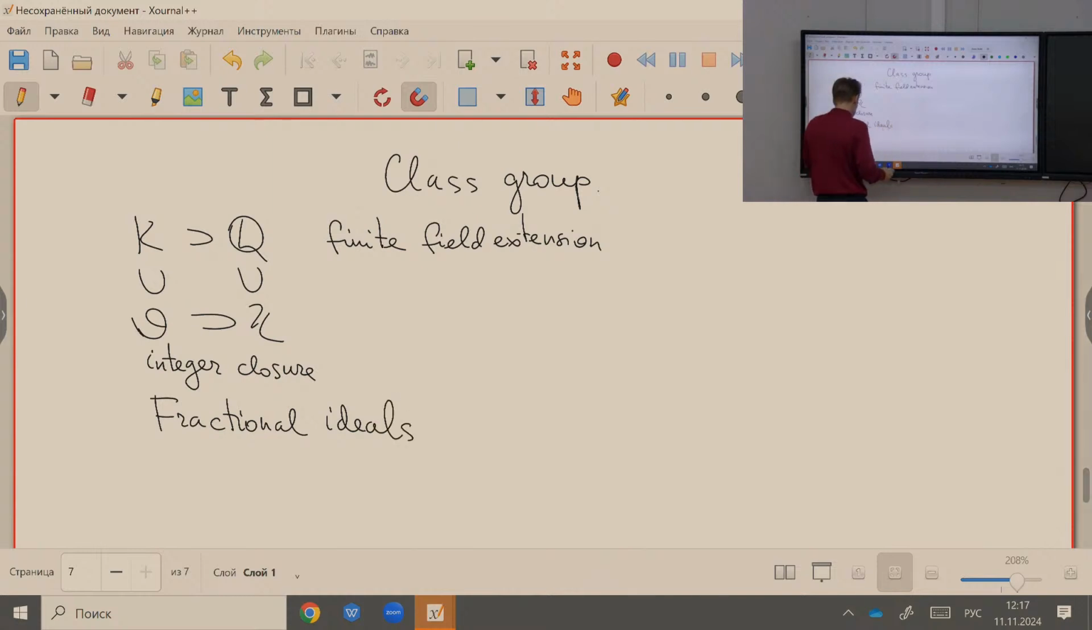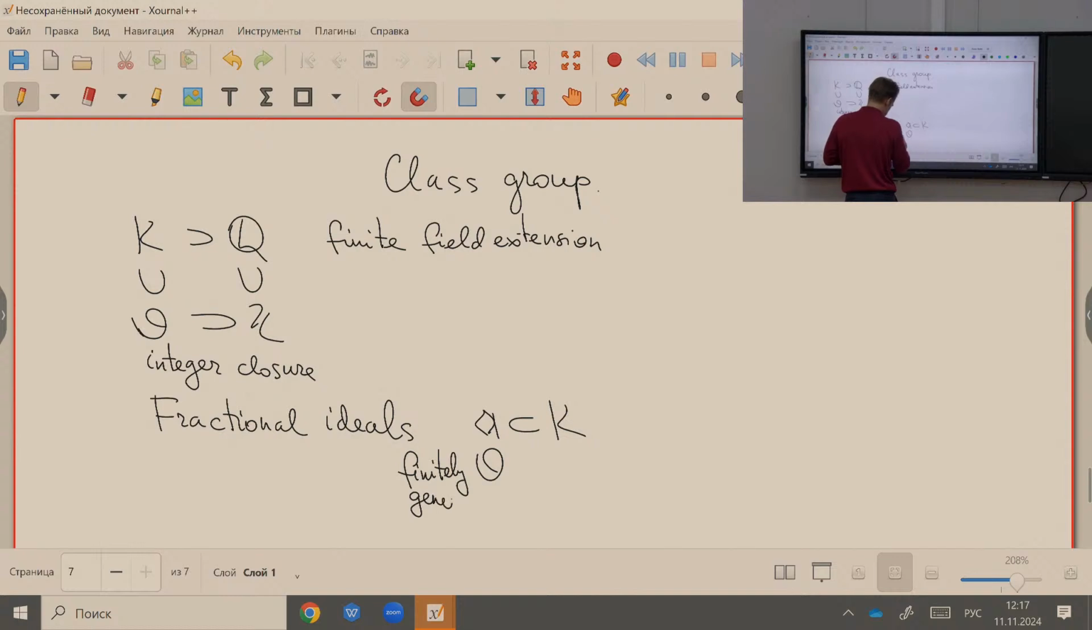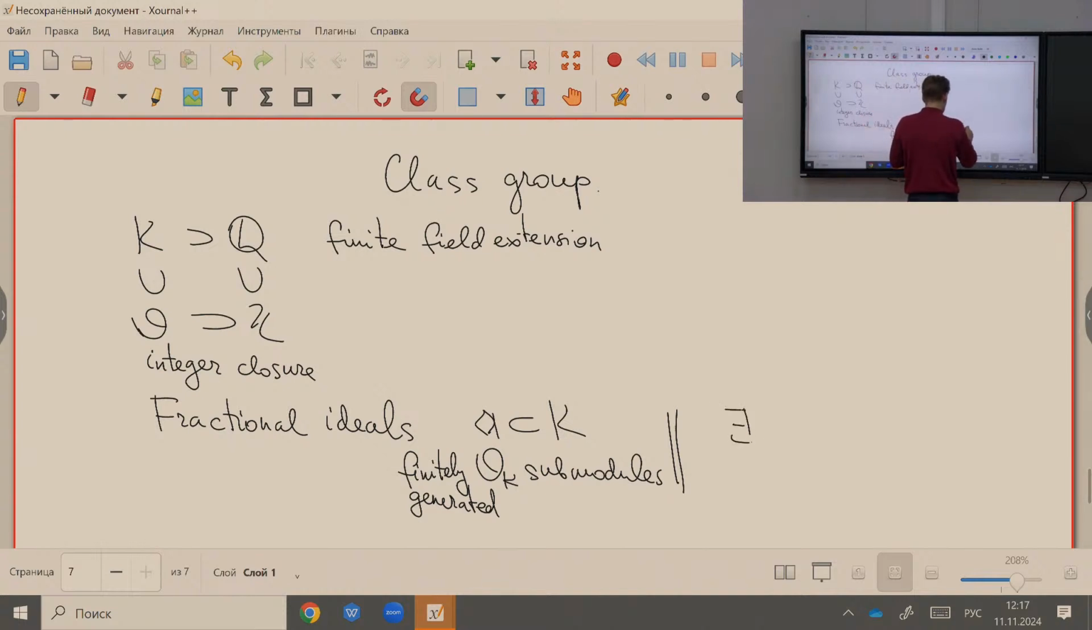So we can use it, so these are okay either finitely generated submodules, or equivalently there exists C such that C times A sits in O_K, so this is an ordinary ideal.